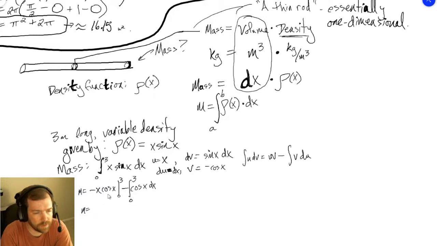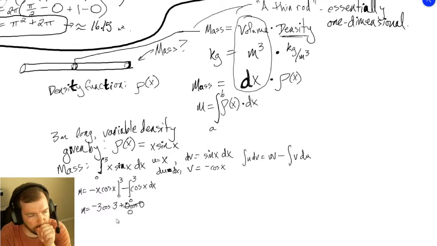So here we have negative 3 cosine of 3 minus a negative is a plus, so it's going to be 0 cosine of 0. So this is all going to be 0 thanks to the 0 out front. Negative 3 cosine of 3 is going to be a negative number, so a negative cosine of 3 is going to be a positive number times 3, so that's nice.